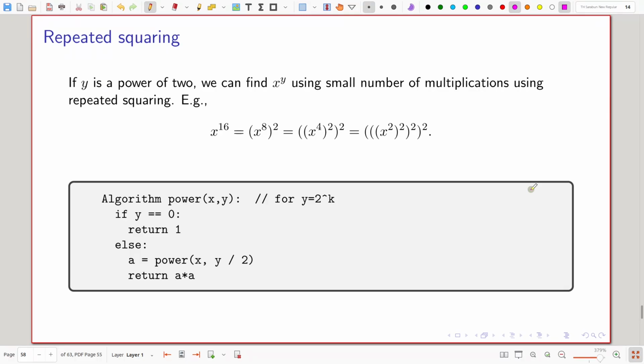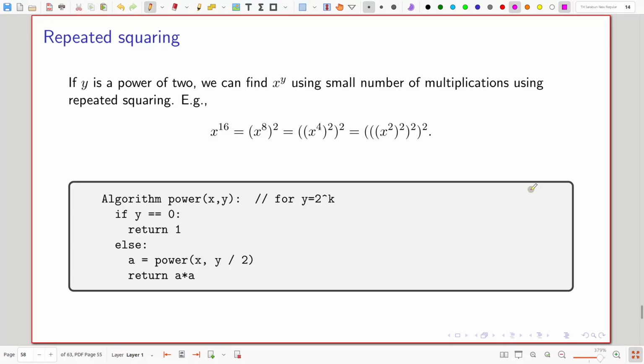So instead of having to multiply y by y times, if y is 1,000,000, you would need to multiply 1,000,000 times, right? You only need to multiply log of that many times. So for 1,000,000, it's about 20 times. So this is how things get really fast.